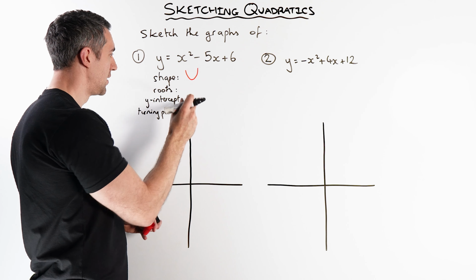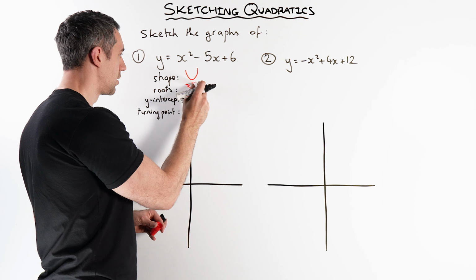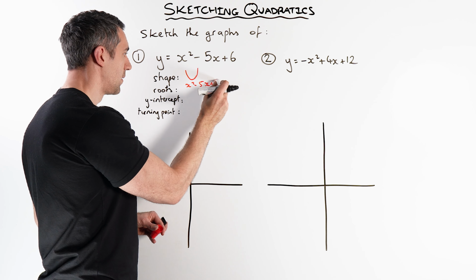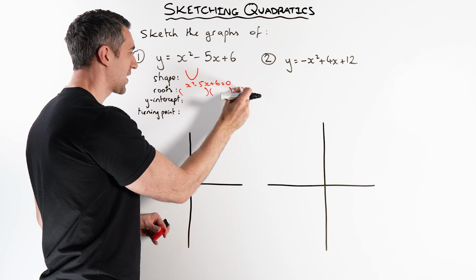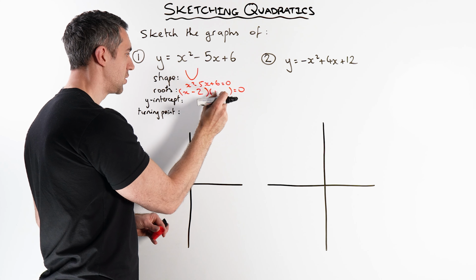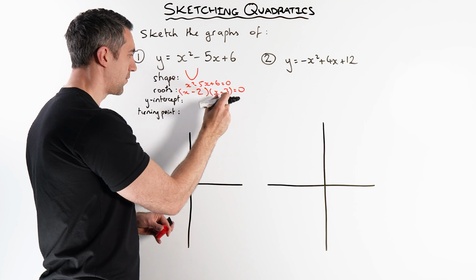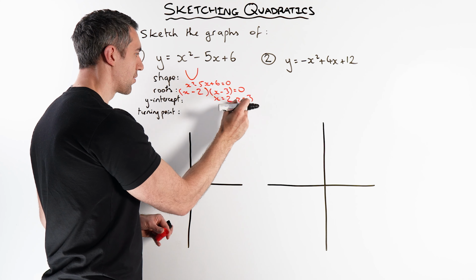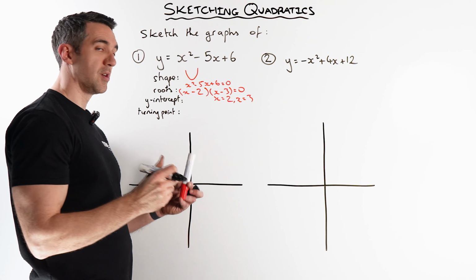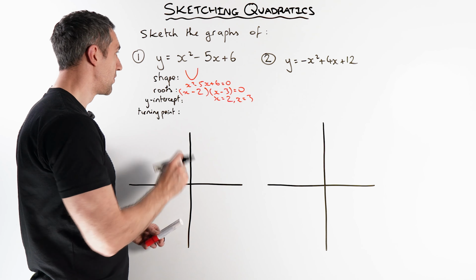So in our case then, if I take x squared minus 5x plus 6 equal to 0, I can then factorise that into two brackets, it does factorise quite nicely: x minus 2, x minus 3, so therefore I get two roots of x equals 2 and x equals 3. Okay, so there's our roots that we can add onto our diagram shortly.